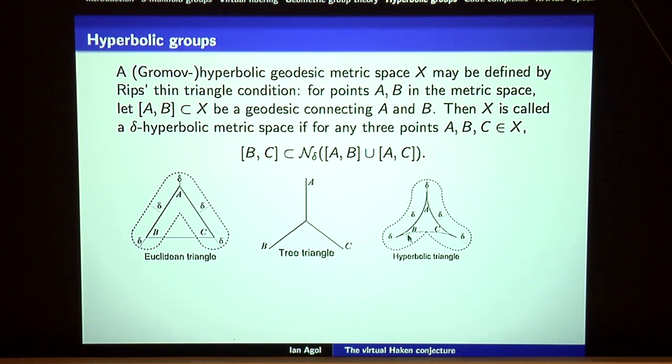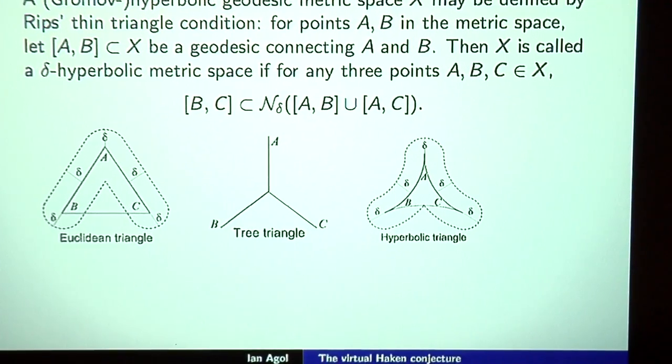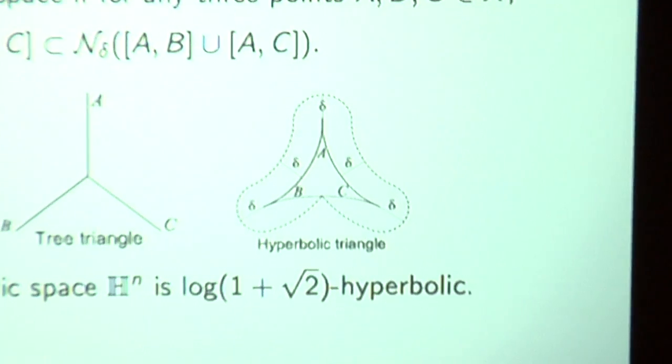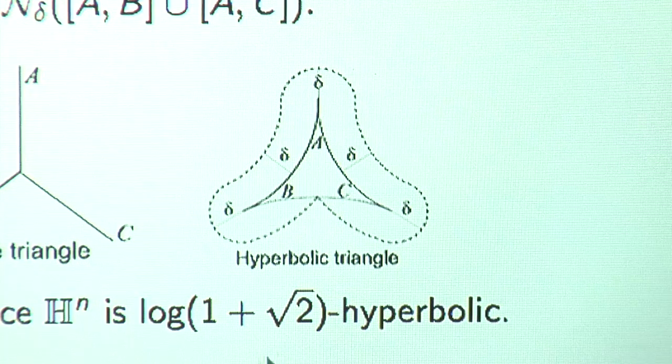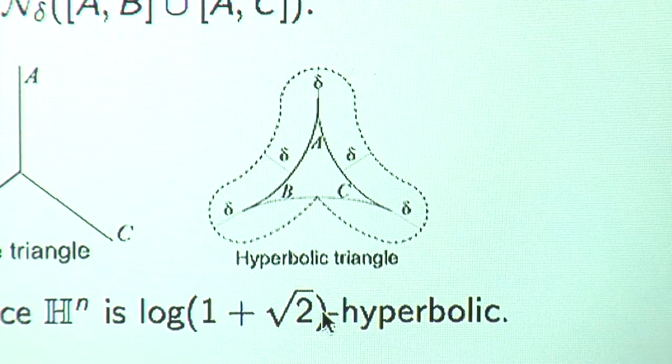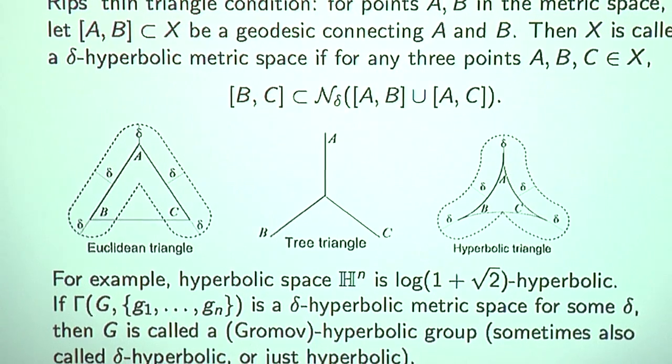Here's a delta hyperbolic space where I have an edge of a triangle here, an edge of a triangle here, an edge of a triangle here, and this edge will be contained, and I take a tubular neighborhood around this edge and around this one, and it contains this third one. Okay, so that's Rips' delta thin triangle condition. So, for example, hyperbolic space is delta hyperbolic with the constant delta equal log of 1 plus square root of 2. That's an easy hyperbolic geometry computation.